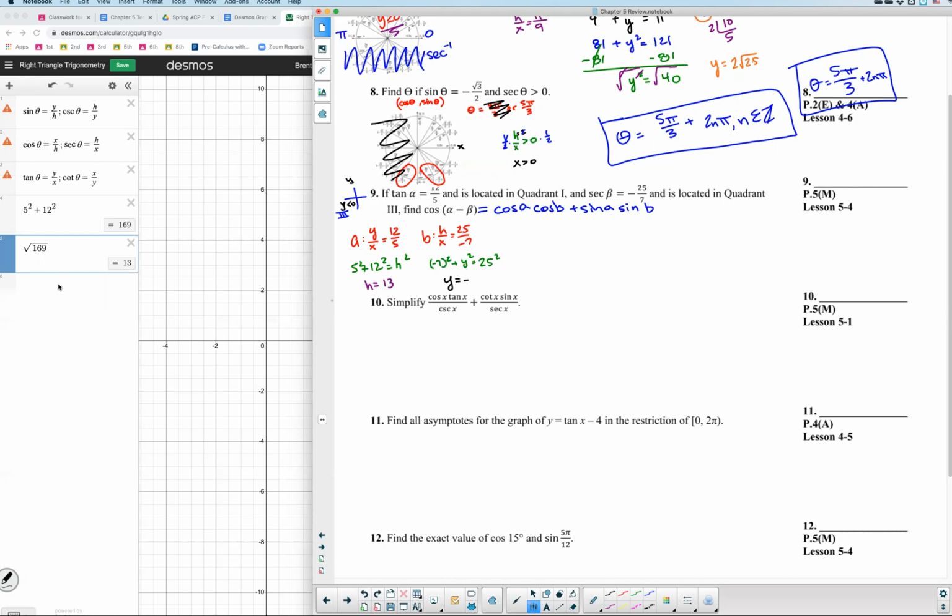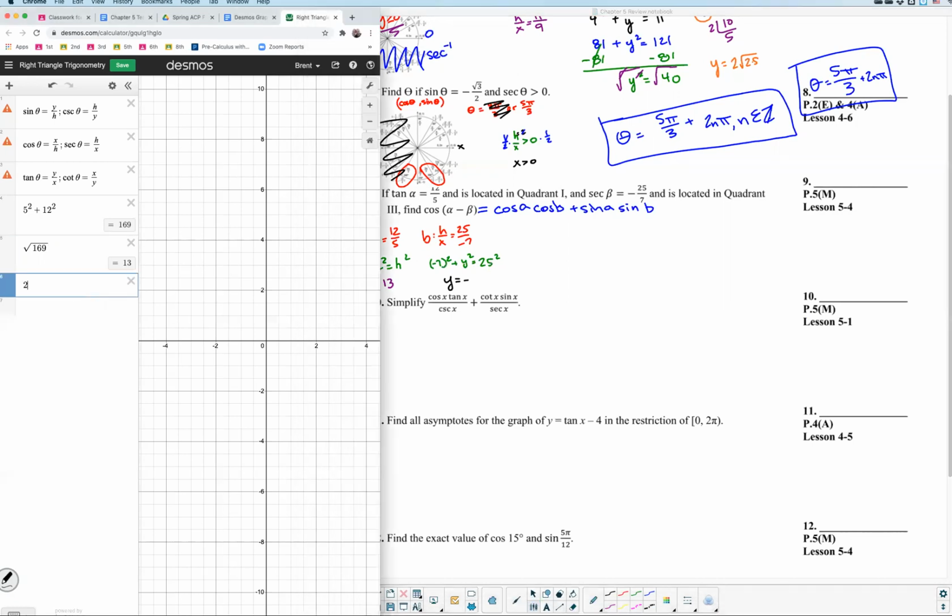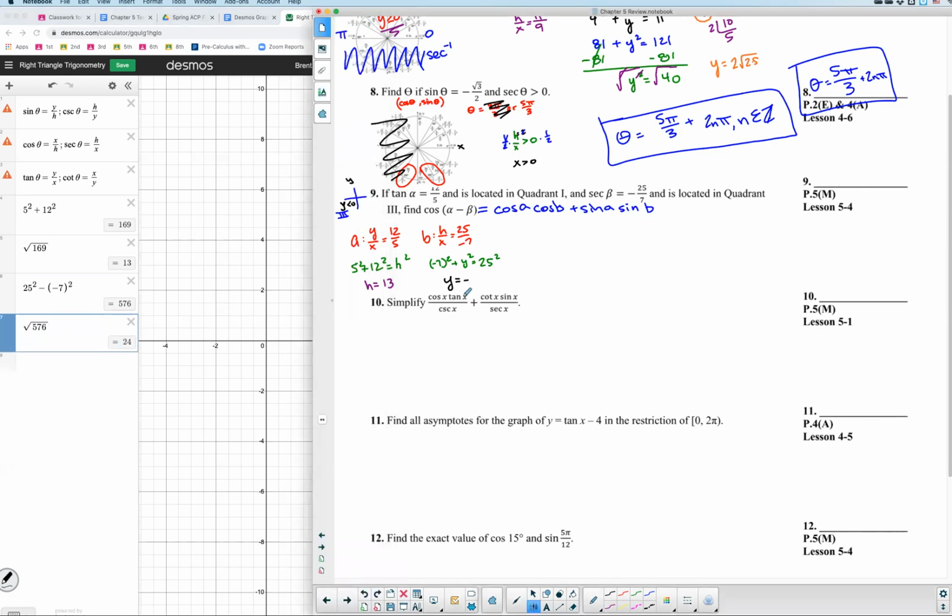So I'll do Pythagorean Theorem real quick. We're going to have 25 squared, and we'll need to subtract this -7 squared. I'm putting that in the parentheses to make sure I square the negative, which is 576, and the square root of 576 is 24. So y is going to equal -24. When we get to the square root, we normally would do plus or minus, but this one tells us that y is negative. Over here, quadrant 1, everything's positive. In quadrant 1, x is positive, y is positive. Hypotenuse is always positive. So there's my values.